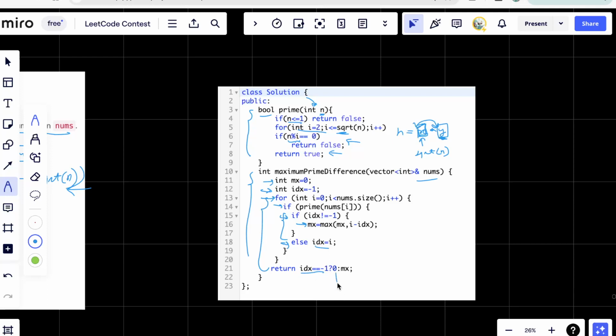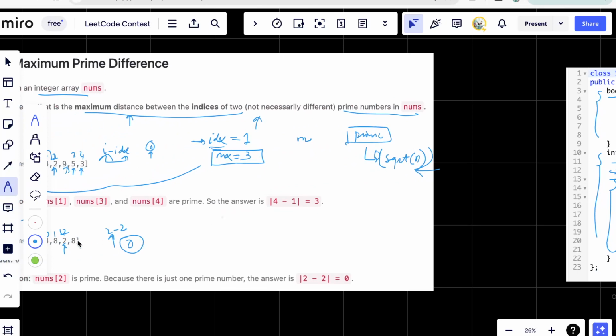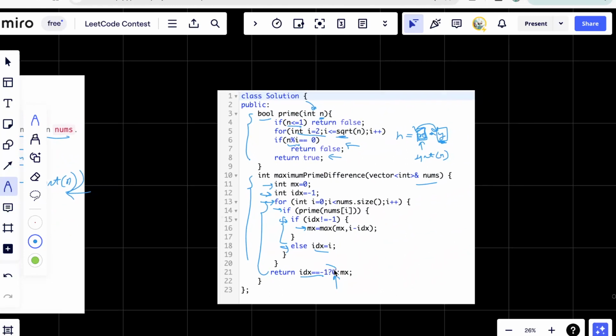Then after completing these iterations, I can check whether idx is still -1. If it is -1, then definitely there was only one number. For example, in this second test case, what we had to return was a 0. That is its index minus its index, which is essentially 0 only. So we have to return 0. Otherwise, we can simply return the maximum distance, which we have calculated here. So I hope now the solution is clear, and how we're implementing it is also clear.